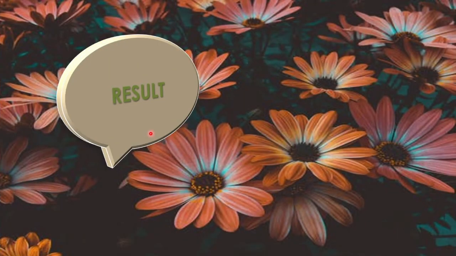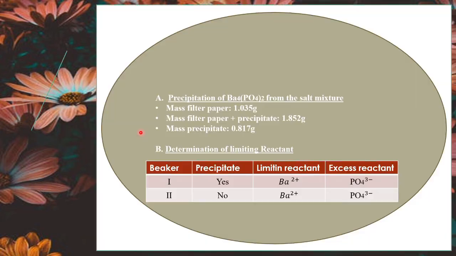Hello, my name is Ezzauddin, and now I will explain the results of this experiment. The precipitation of BaPO4 forms from a salt mixture. The mass of the filter paper is 1.035 gram, and the mass of the filter paper plus the precipitate is 1.852 gram, so the mass of the precipitate is 0.817.